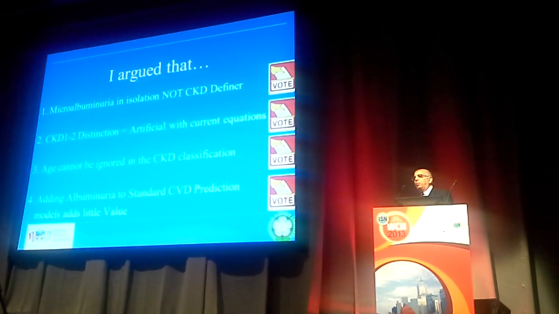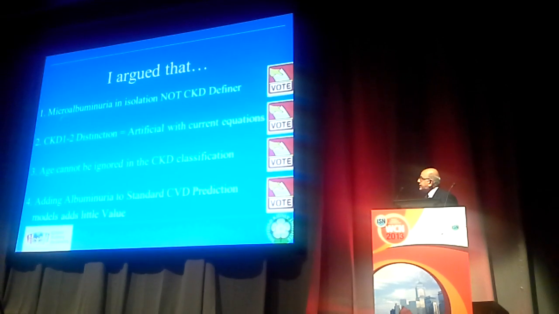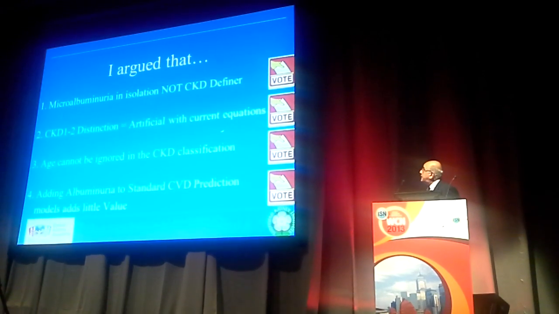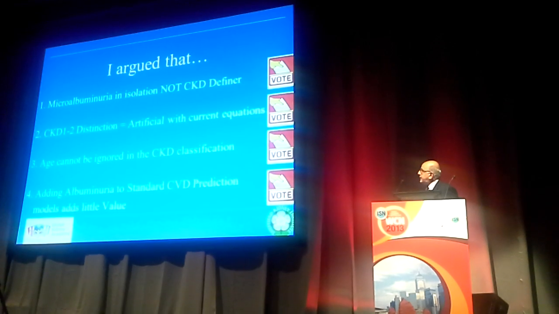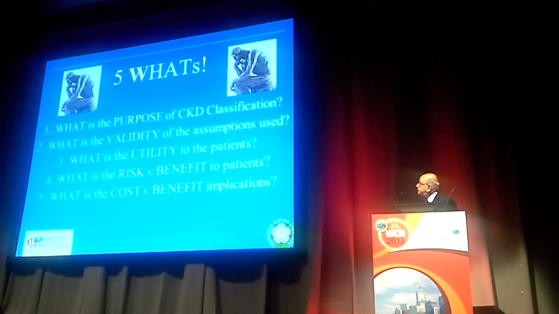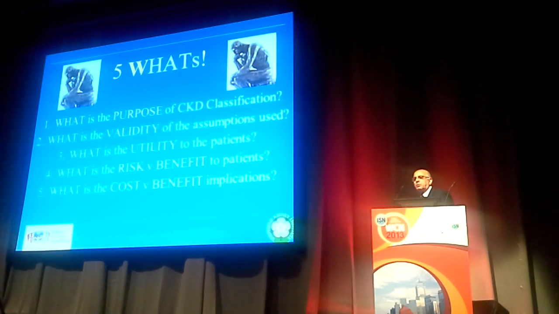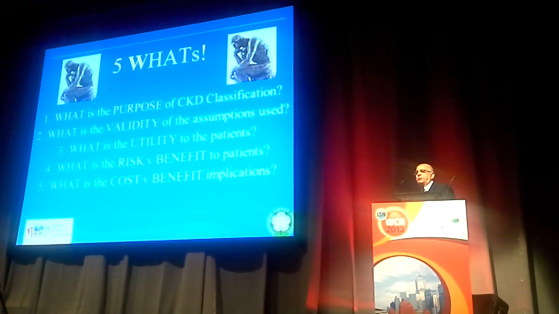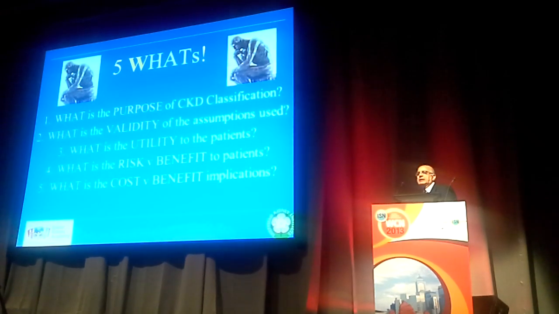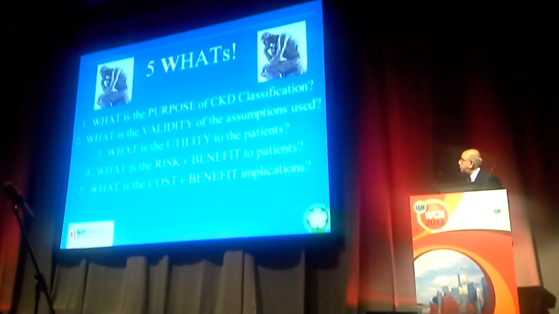So I've argued these 4 points. You all seem to have agreed that microalbuminuria in isolation is not a CKD definer, that CKD 1 and 2 distinction may yet be premature, that age cannot be ignored, and perhaps this is arguable. And I think it takes us back to finish with the 5 points. What is the purpose of the classification? Is it for nephrologists? Is it for general physicians? Is it for community-based CKD, or is it for referred CKD that we see every day in our clinics with chronic glomerulonephritis, pyelonephritis, and so on?